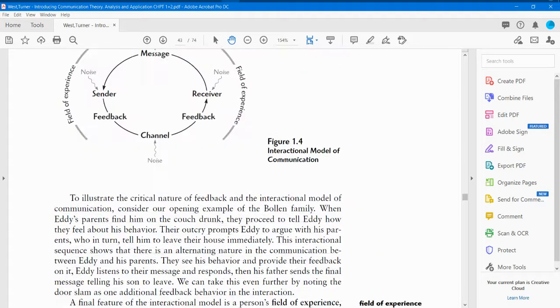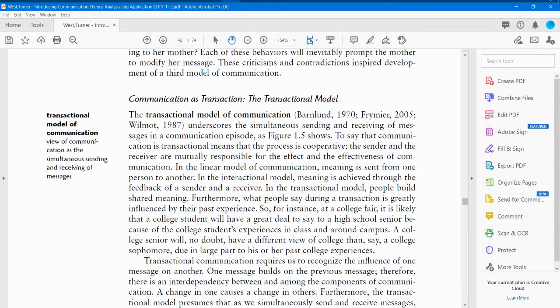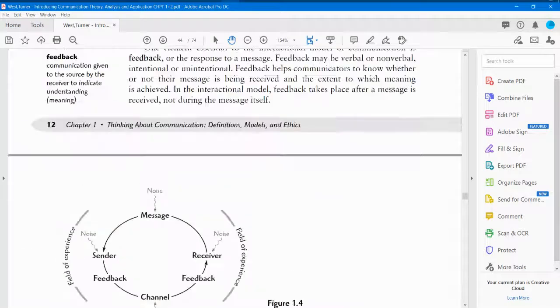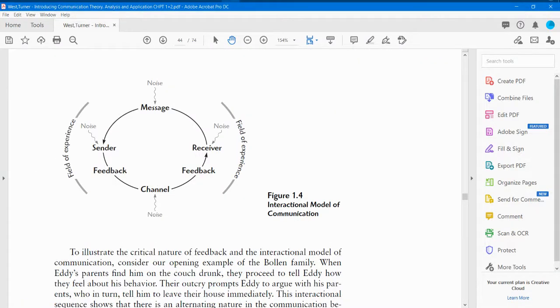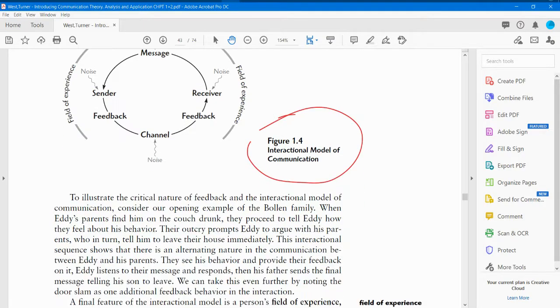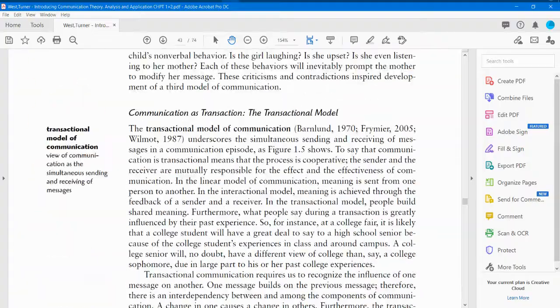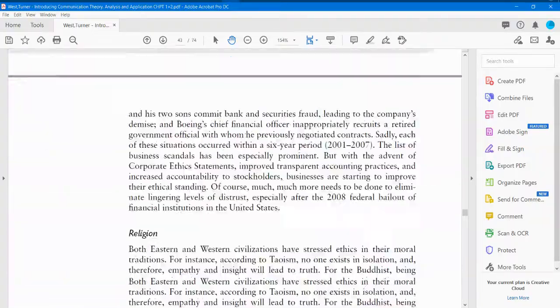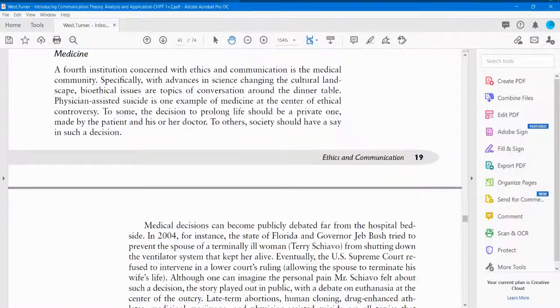So you will draw this and then have your explanation after it, right? As you can see here, this is the transactional model of communication. Okay, and this is the interactional model of communication. So that is important. As we get onto the next chapter, please read through all of these.